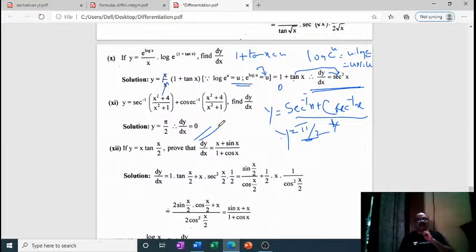Hope you got that concept clearly. Next, friends, let's not hurry up. I want you to know this concept very clearly. See, here in this, if I don't know that secant inverse x plus cosecant inverse x is pi by 2, I can't solve that sum.